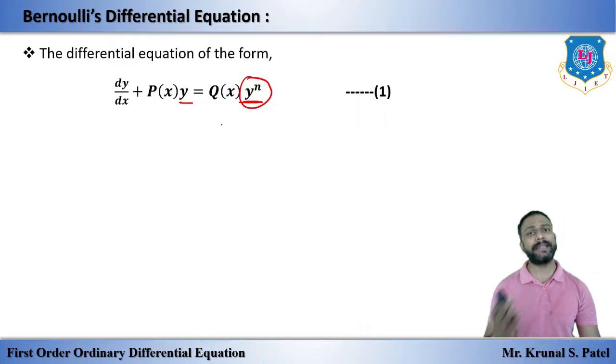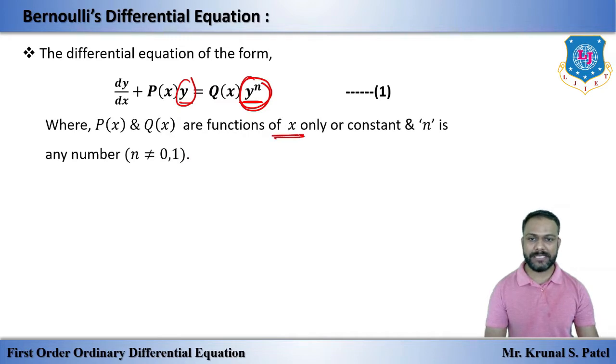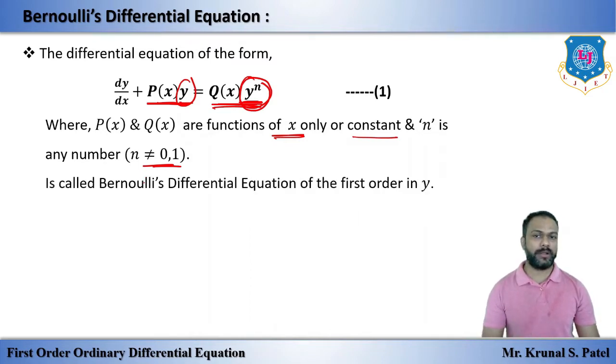Only added in linear, we have y and y raised to n is extra in this Bernoulli equation. Here p of x and q of x both are functions of x or constant, and this n is any number other than 0 and 1. If n is 0, y raised to 0 becomes 1, so this becomes linear, and if n is equal to 1, we have to merge this with this term, and it will be variable separable. So n is any number other than 0 and 1. This is called the Bernoulli differential equation of first order in y.